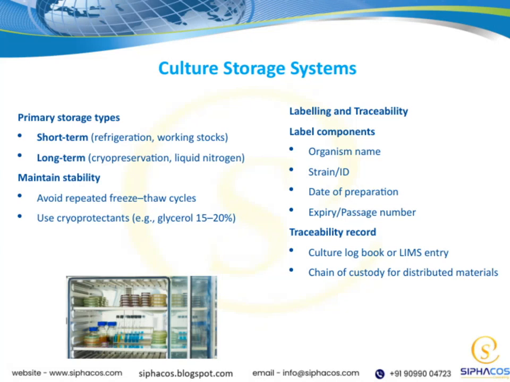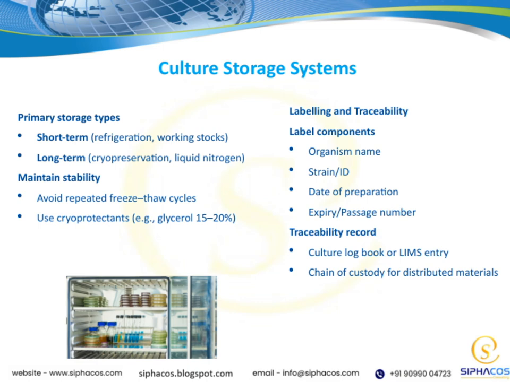Let's now turn our attention to labeling and traceability, which are essential for maintaining the integrity of our cultures. First, it's important to label all components clearly. This includes noting the organism name, the specific strain or ID, the date of preparation, and either the expiry date or passage number. These details help us track the history and viability of each culture.